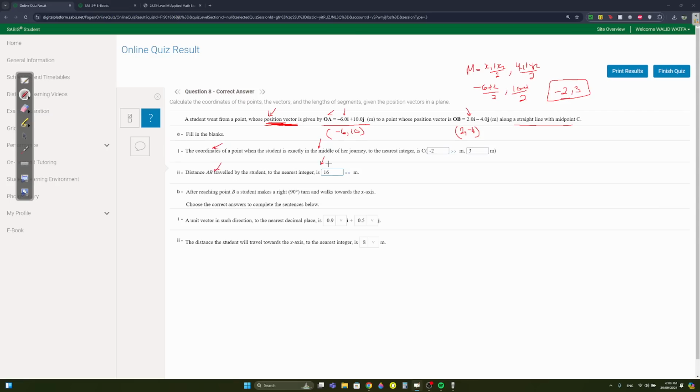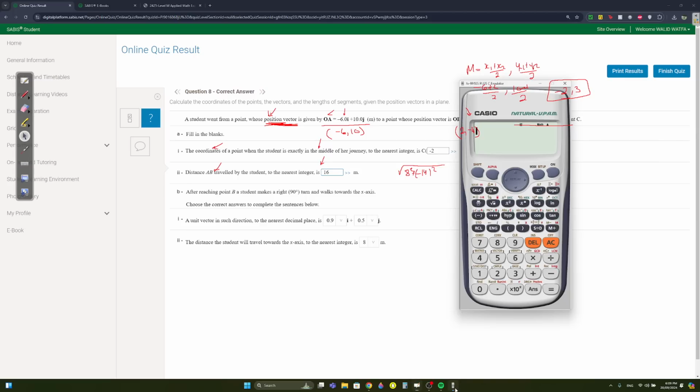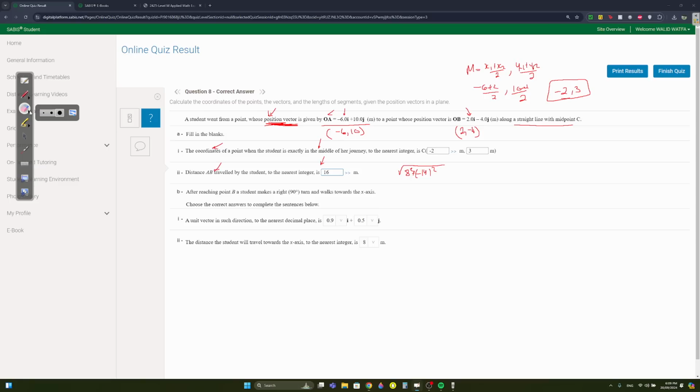The distance traveled by the student: you do radical of x2 minus x1 squared plus y2 minus y1 squared. So 2 minus minus 6 squared is 8 squared, and minus 4 minus 10 is minus 14, so plus minus 14 squared. Radical 8 squared plus minus 14 squared. Remember to put the negative inside the brackets. You get 16.